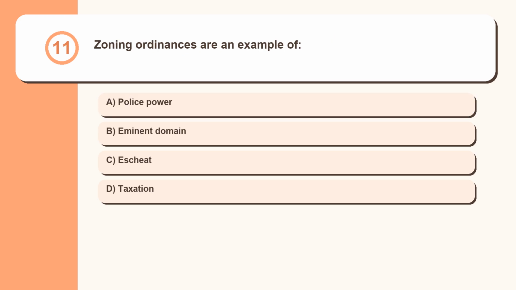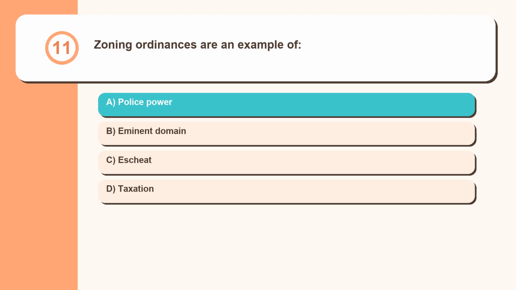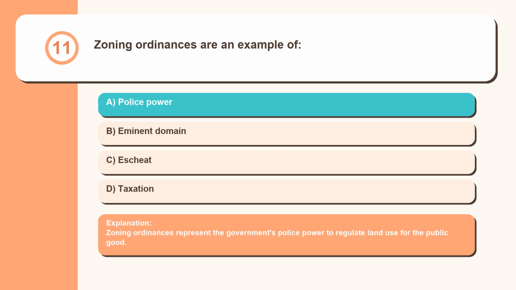Question 11. Zoning ordinances are an example of: police power, eminent domain, escheat, taxation. Zoning ordinances represent the government's police power to regulate land use for the public good.